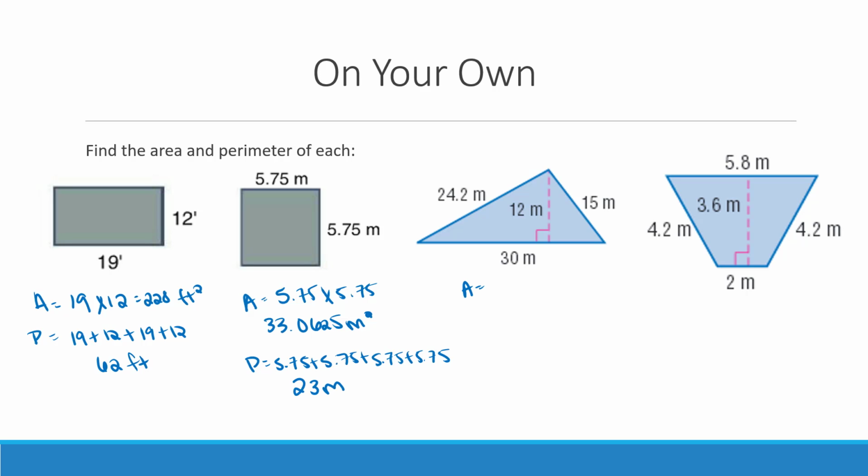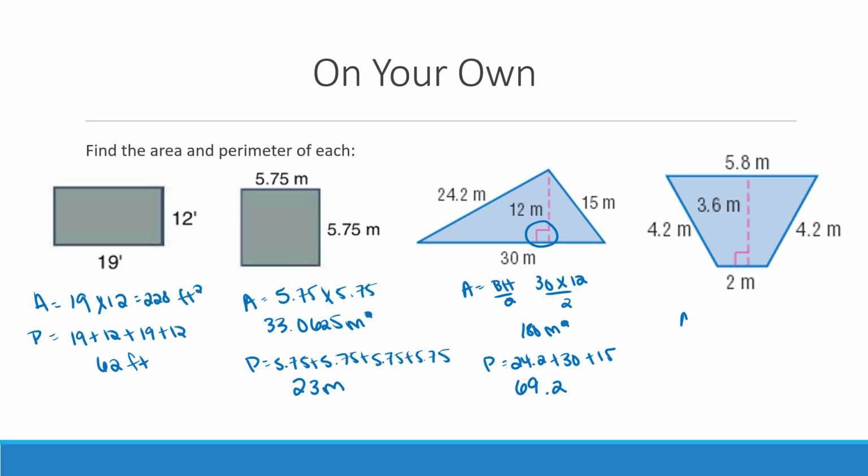Now, area of a triangle is base times height divided by 2. So I'm going to do 30 times 12, because again, those two form my 90-degree angle here. And then I'm going to divide that by 2. And so if I do that, I'm going to get 180 meters squared. Perimeter, I'm going to add 24.2 plus 30 plus 15. Notice I did not add in that height. You never want to add in your height for your perimeter. And you should get 69.2.